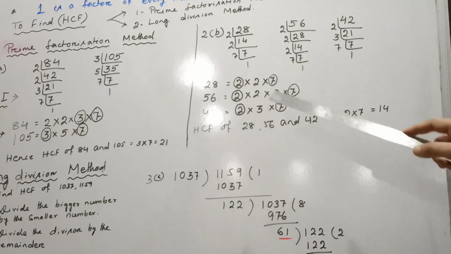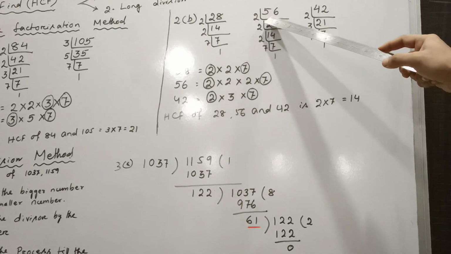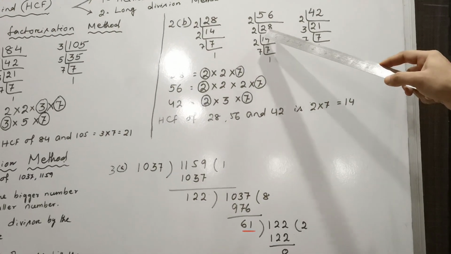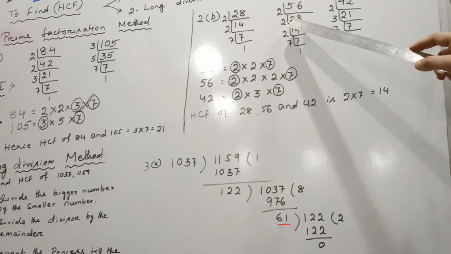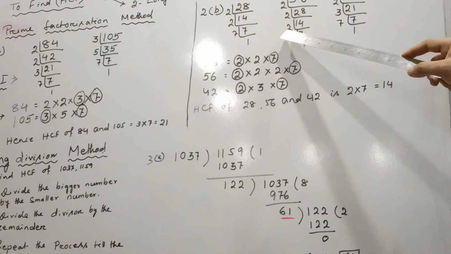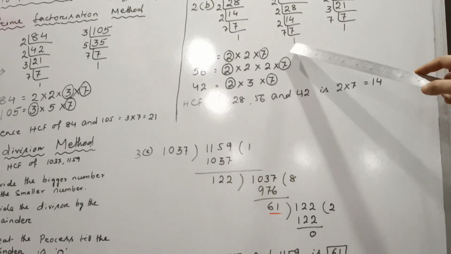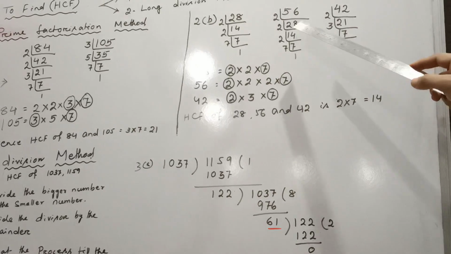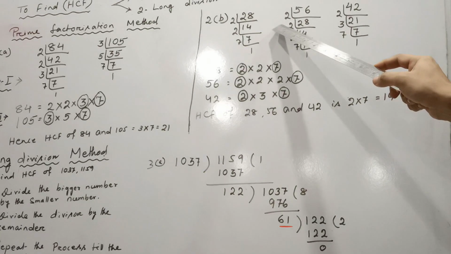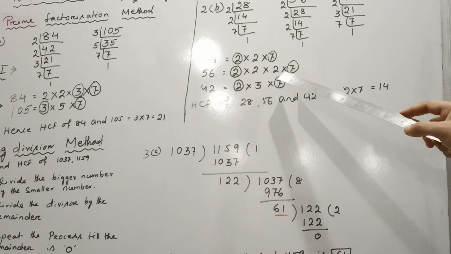I have written here. Then find out factors of 56. 56 divided by 2, answer is 28. Again 28 divided by 2, answer is 14. 14 divided by 2, answer is 7. 7 divided by 7, answer is 1. So factors of 56 are 2 into 2 into 2 into 7.